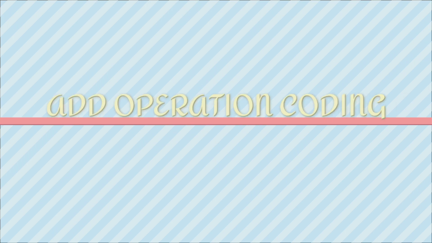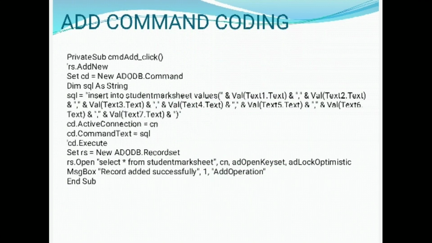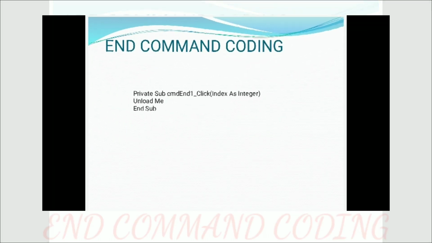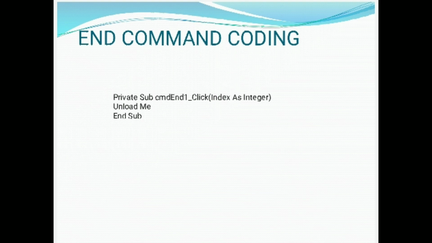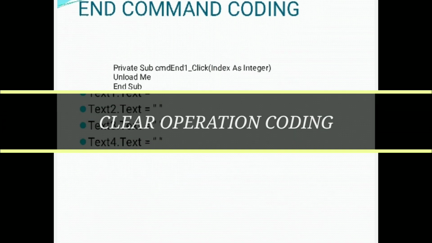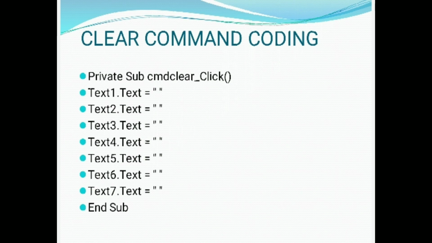Now double click in the add command button. The coding window for add will be open. Now type the coding and select the keywords correctly. So now I am giving the message box as record added successfully for this add operation. Now go to the form, double click in the end command button. Coding for end will be open. Now double click in the clear command for coding window.